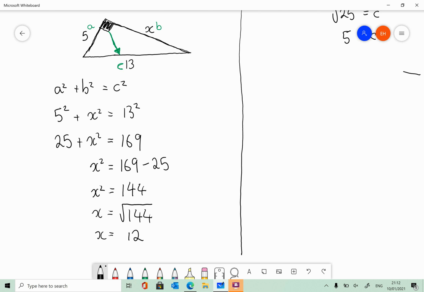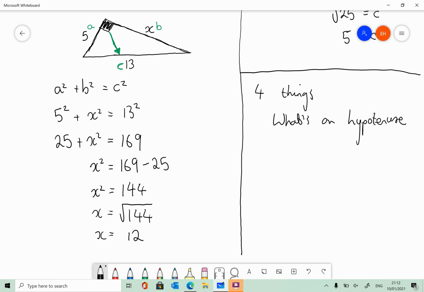So in this lesson, four things happened. What's a hypotenuse? If any of you have learned English as a second language, you might examine my use of "an" there. Is it a hypotenuse or an hypotenuse? It's probably a hypotenuse. Four things. What's a hypotenuse?